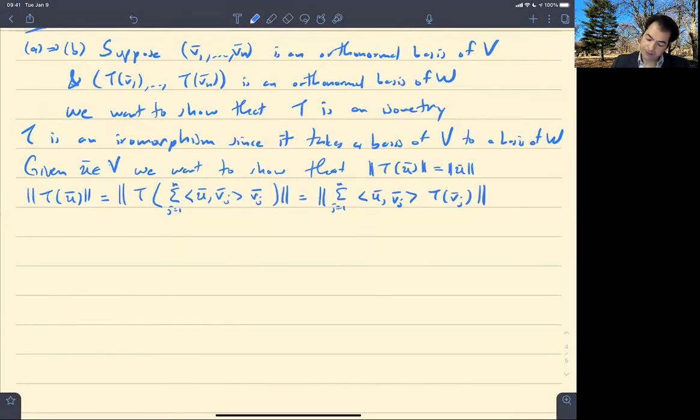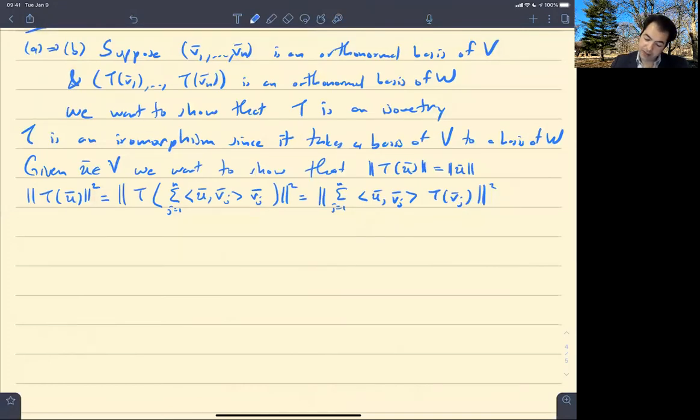Taking the norm. Okay, so let's go ahead and square this just to make things less messy, so I don't have to put in some square roots, because next what I want to use is the Pythagorean theorem, right? So I know that the image of this orthonormal basis under T is an orthonormal basis, so I know that each of these terms is orthogonal to each of the other ones.